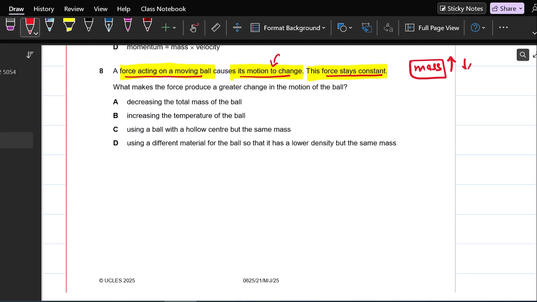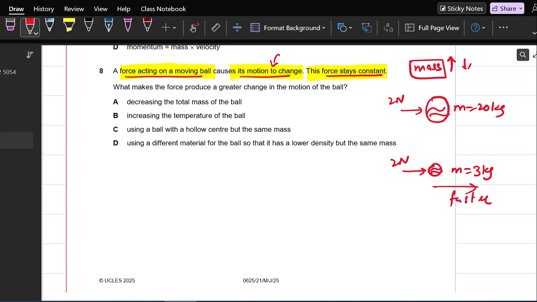Because if I have a heavier ball of 20 kg and a light ball of 3 kg, and I apply 2 Newton here and 2 Newton here, this ball will go faster and this ball will go slowly. So mass is the main thing here, I think. So what makes the force produce a greater change in motion of the ball?